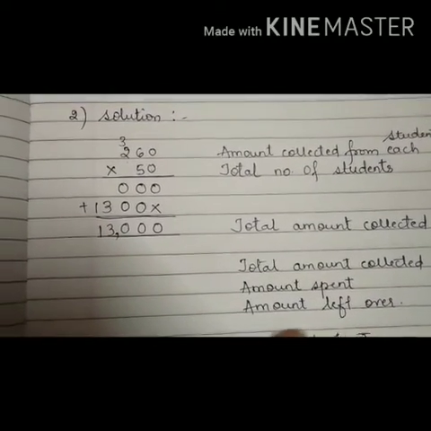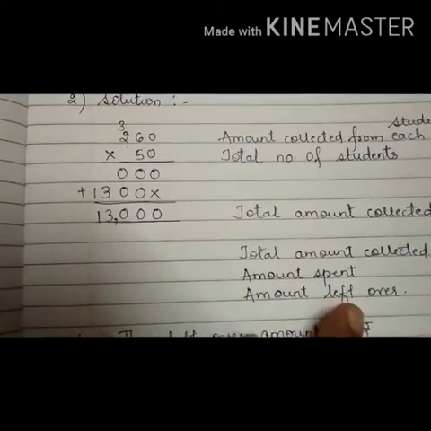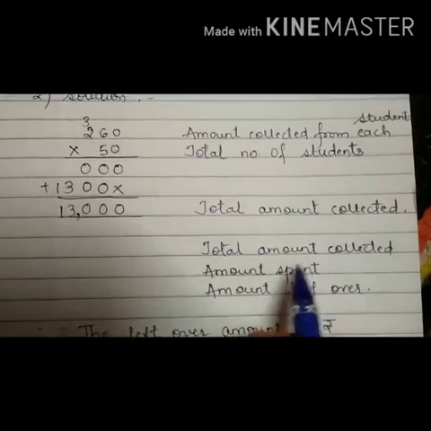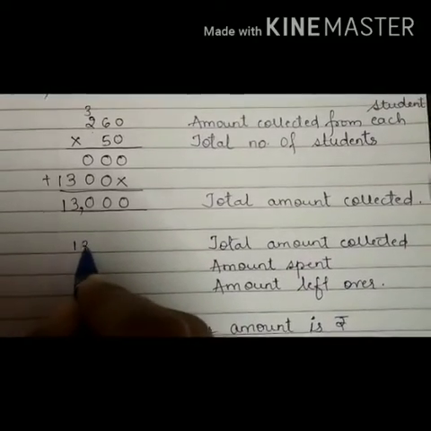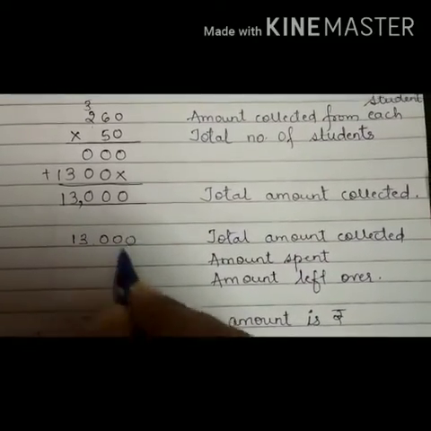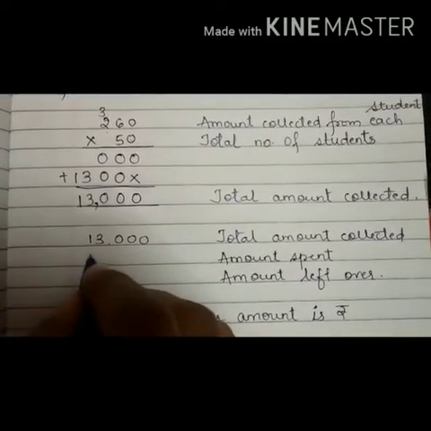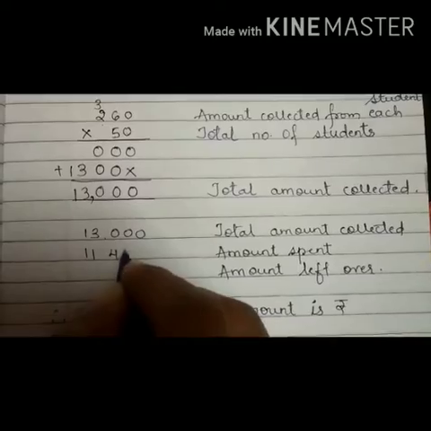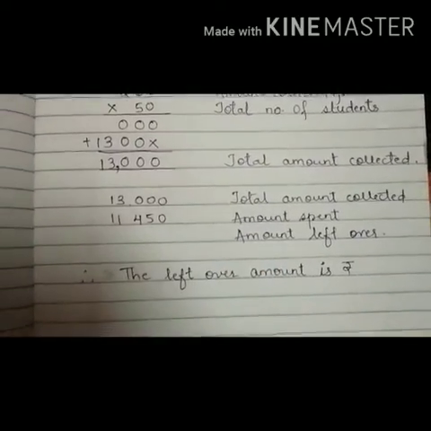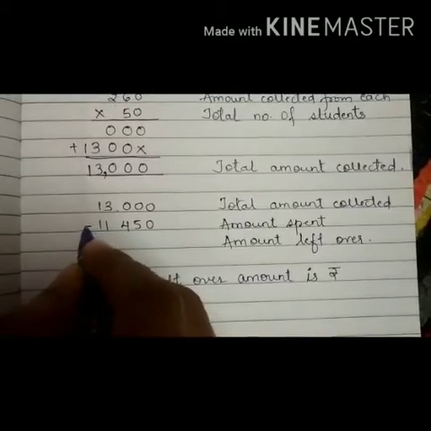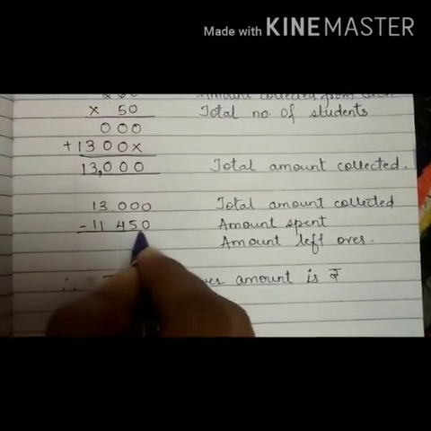So what do we have to do when it is written left over? You have to subtract. So first we will write down the total amount collected. It was 13,000. And how much amount was spent? 11,450. This much amount was spent. Leftover means you have to subtract.